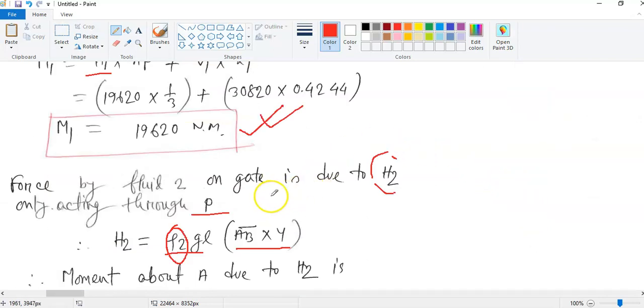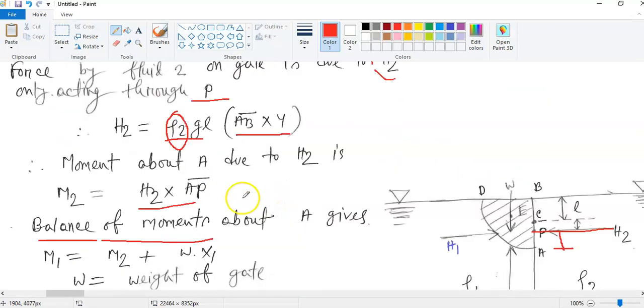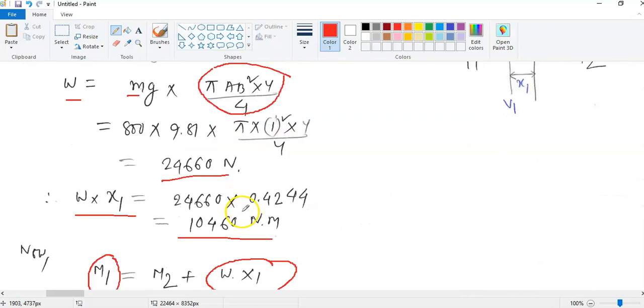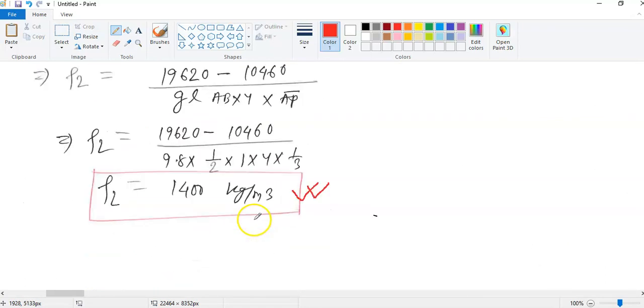That's it. Similarly, for the second fluid, we calculated that it exerts an equal amount of horizontal force through the center of pressure. So we calculated the horizontal force and the moment, we did the moment balance, and with some simple calculation we got the density. So that's it, and definitely we'll discuss it during the session. Okay, so that's all.